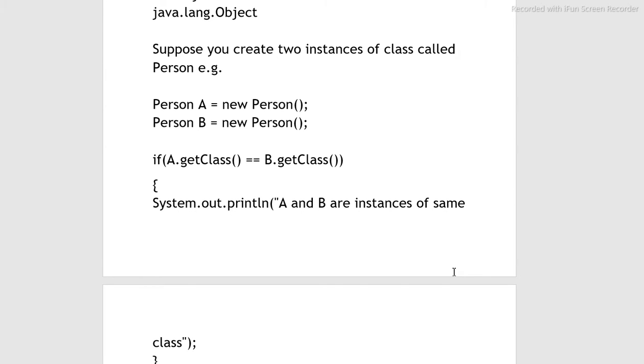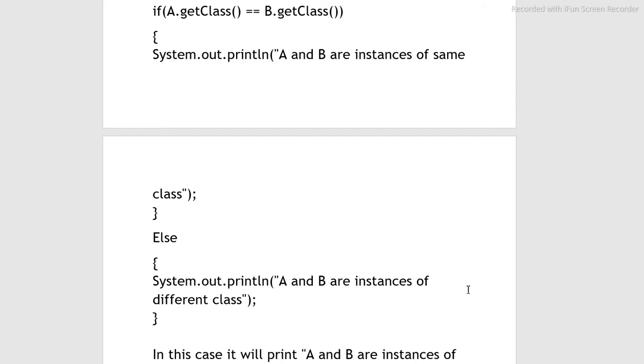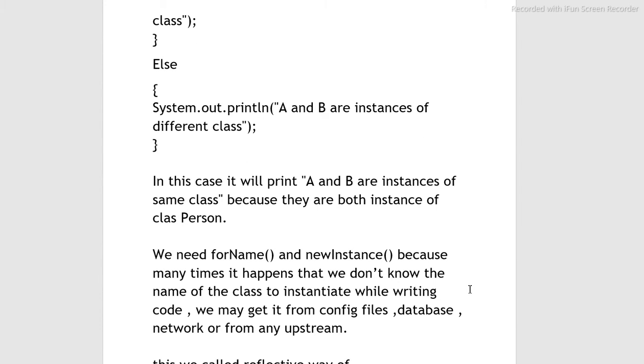Suppose you create two instances of a class called Person. Example: Person a = new Person, Person b = new Person. If a.getClass() equals b.getClass(), then print "a and b are instances of same class", else print "a and b are instances of different class". In this case, it will print "a and b are instances of same class" because they are both instances of the class Person.